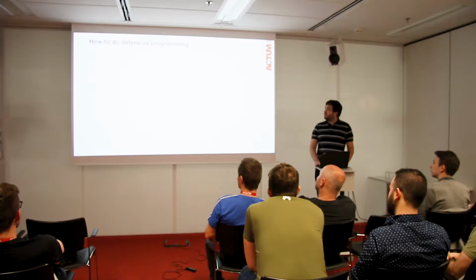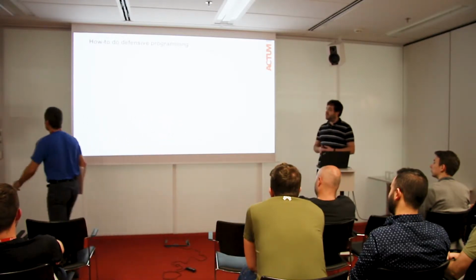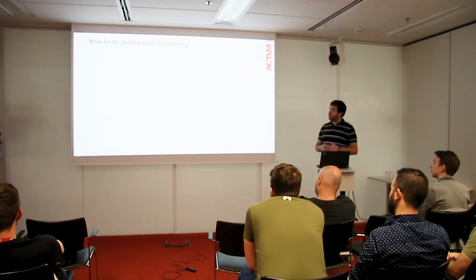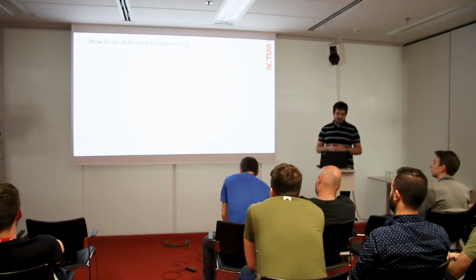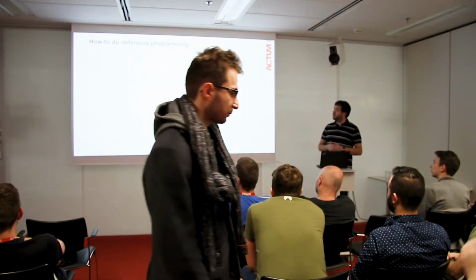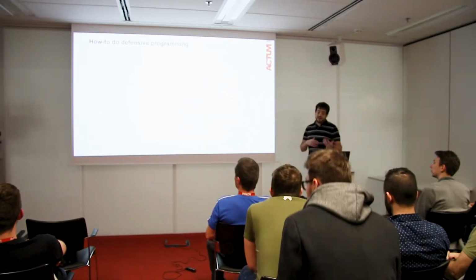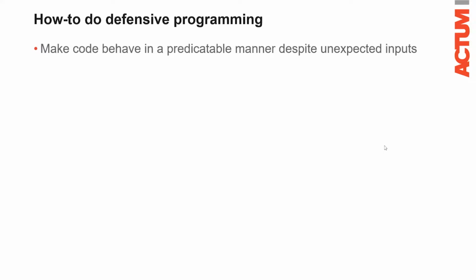Okay, I will start with a few general recommendations, and then we will dig into the code and look at the code before and after refactoring, using some kinds of defensive programming. So how do you do defensive programming? A general definition found on Wikipedia is to make code behave in a predictable manner despite unexpected inputs.